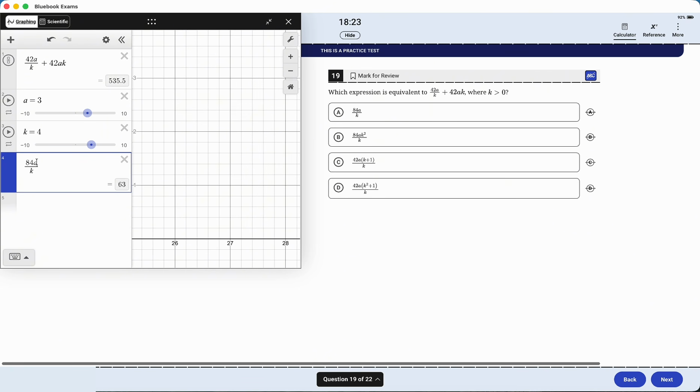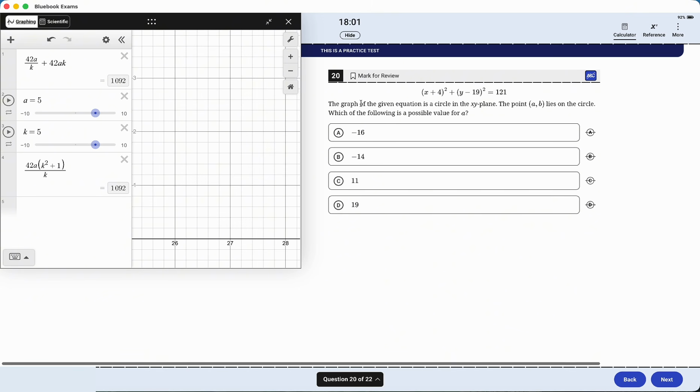That's not the same thing. So then I can try B next, right? That's not the same thing, right? Then I can try C, 42a times k plus 1. That's not the same thing. And finally, you see, I change it to D, and now they match, right? So that's how I know D's the right one. And you can see I can change these numbers to some other numbers, and they're always the same, right? So that's a good one to know. Very common. Next one here. Circle equation.